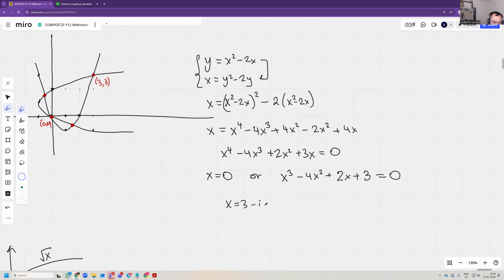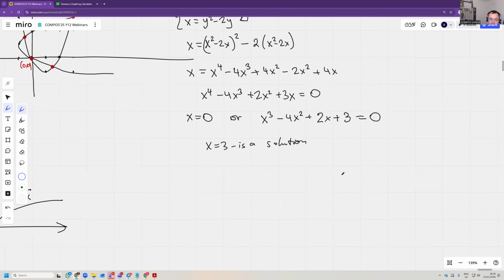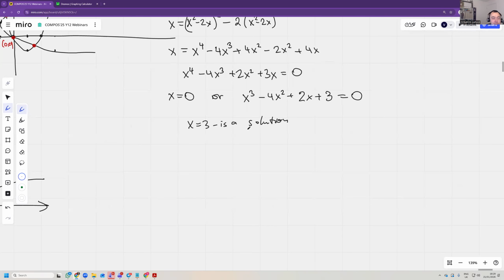Now we know that 3 is a solution. So we are going to use the factor theorem. Well, we will kind of already use the factor theorem. So we divide x cubed minus 4x squared plus 6x minus 3 by x minus 3.